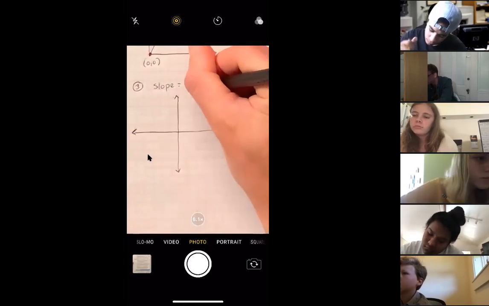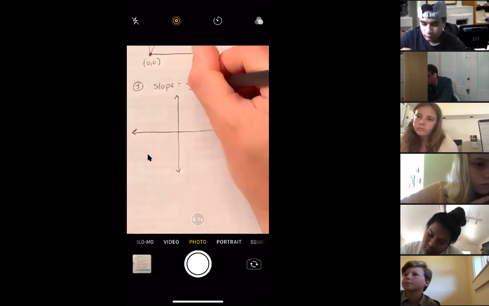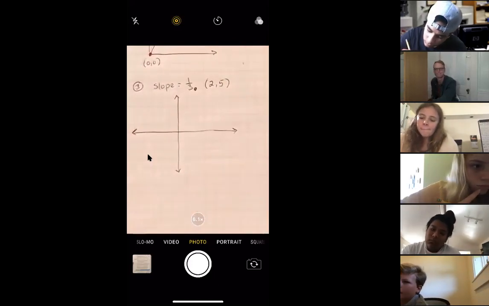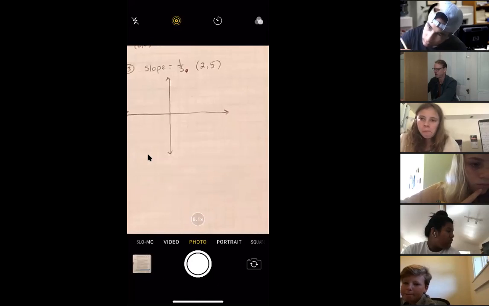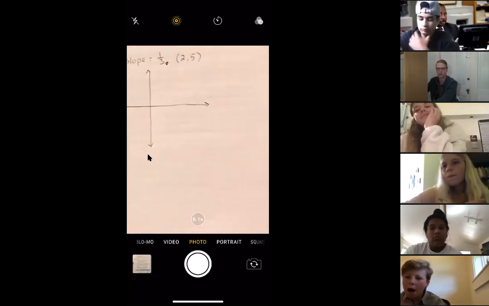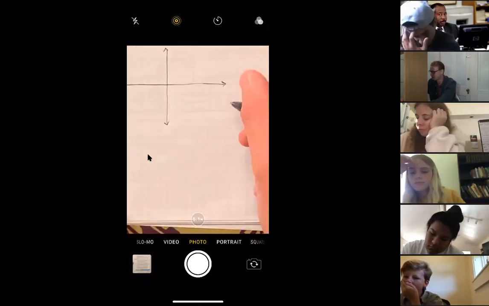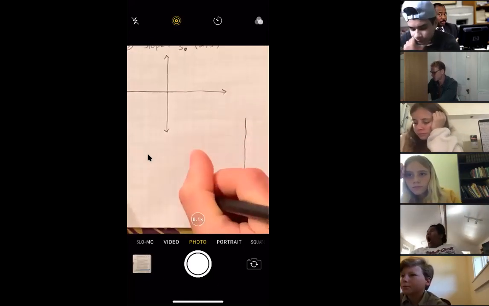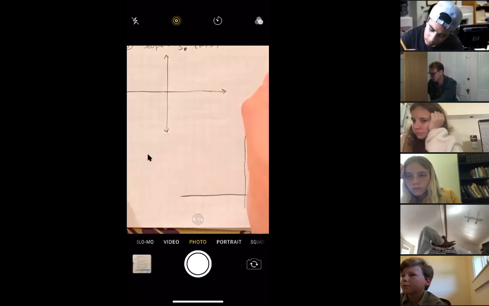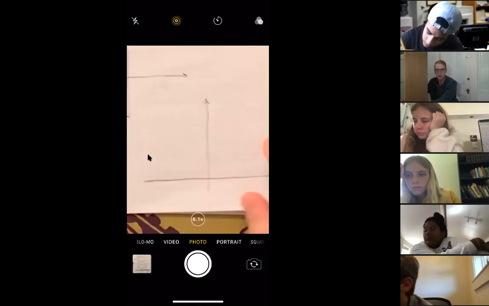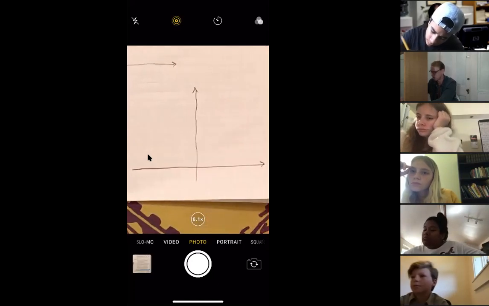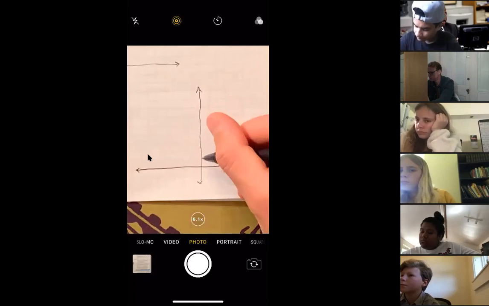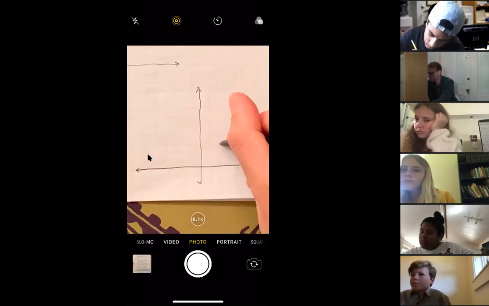I did not leave enough room on mine. You know what? I'm going to draw a bigger graph down here. I didn't give myself enough space. Graph 2, 5. 1, 2, 1, 2, 3, 4, 5. There we go.